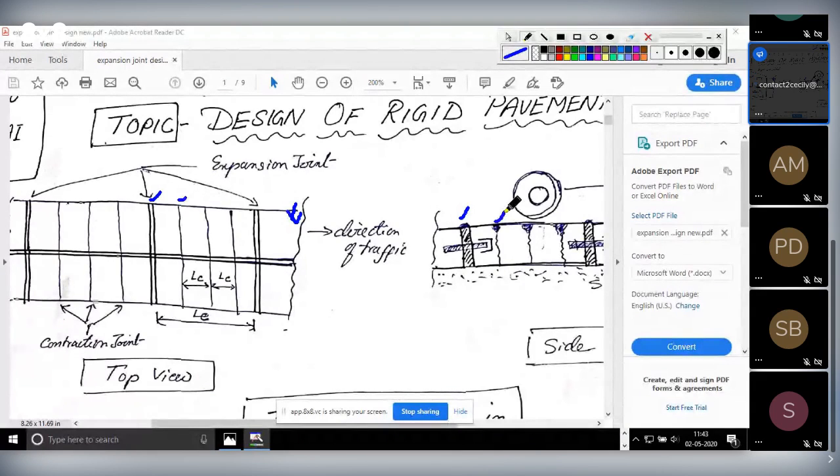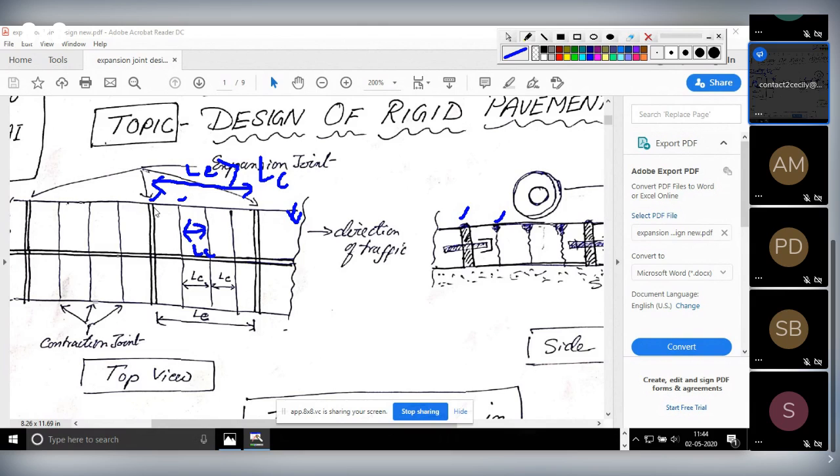Now here, what is the spacing of this contraction joint? That means it is the distance between here and here only, whereas the spacing between two expansion joints is from here to here. It is denoted by L suffix E for expansion joint and L suffix C for contraction joint. Clear? As you can see from the diagram, expansion joint spacing is much greater than contraction joint spacing. That means the distance between two expansion joints is larger compared to the distance between two successive contraction joints.